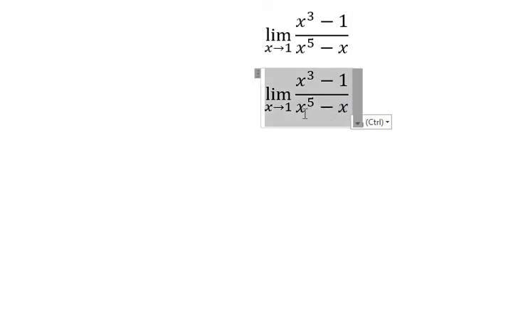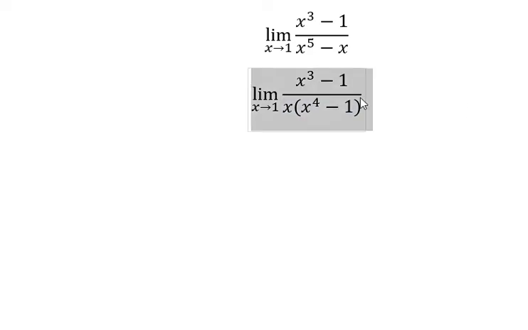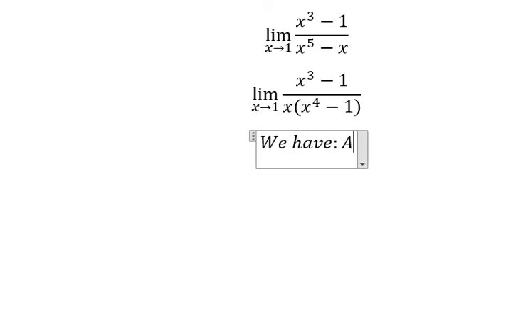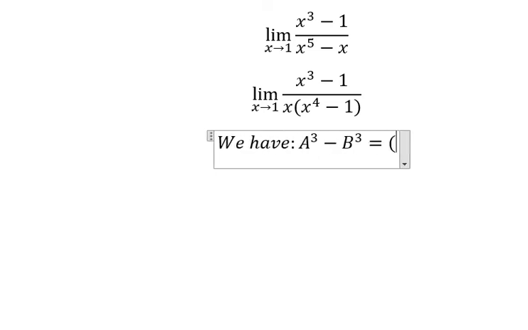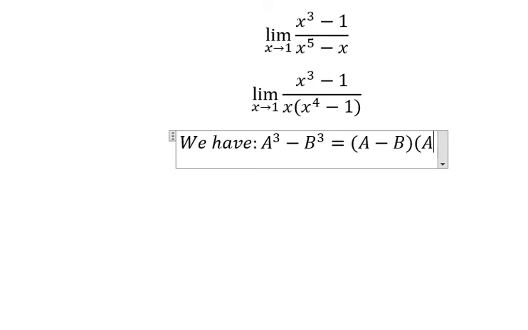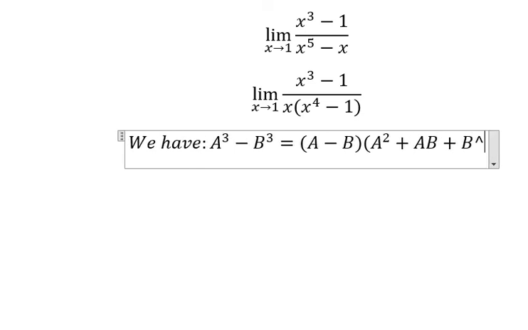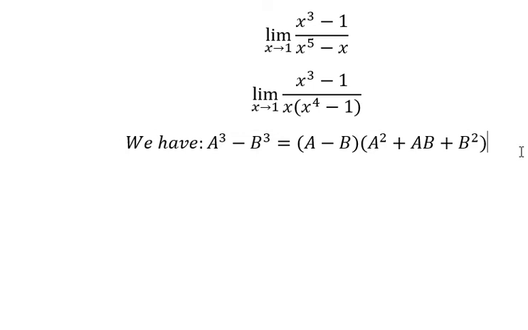We can do factorization by x. Next, we have the formula in here. And the second one.